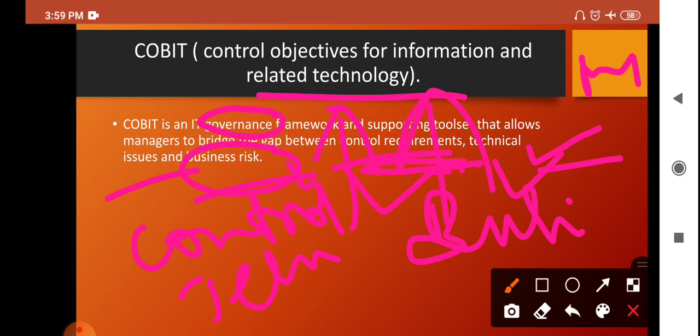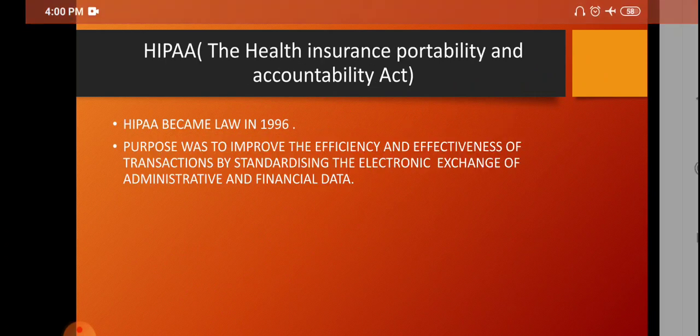So this COBIT is meant for reducing these things. It bridges whatever gap there is between the control requirements, technical issues and business risks, with the help of COBIT, Control Objectives for Information and related Technology. By following the principles provided by COBIT, we can easily bridge the gap between the control requirements, technical issues and business risk of our information system.